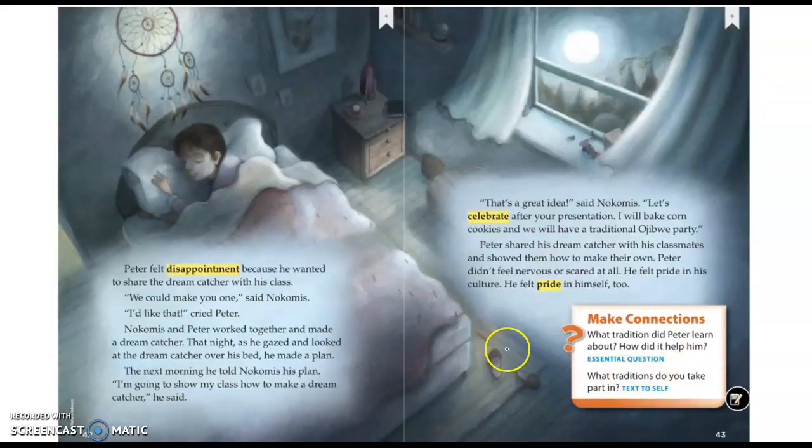Peter felt disappointment because he wanted to share the dream catcher with his class.